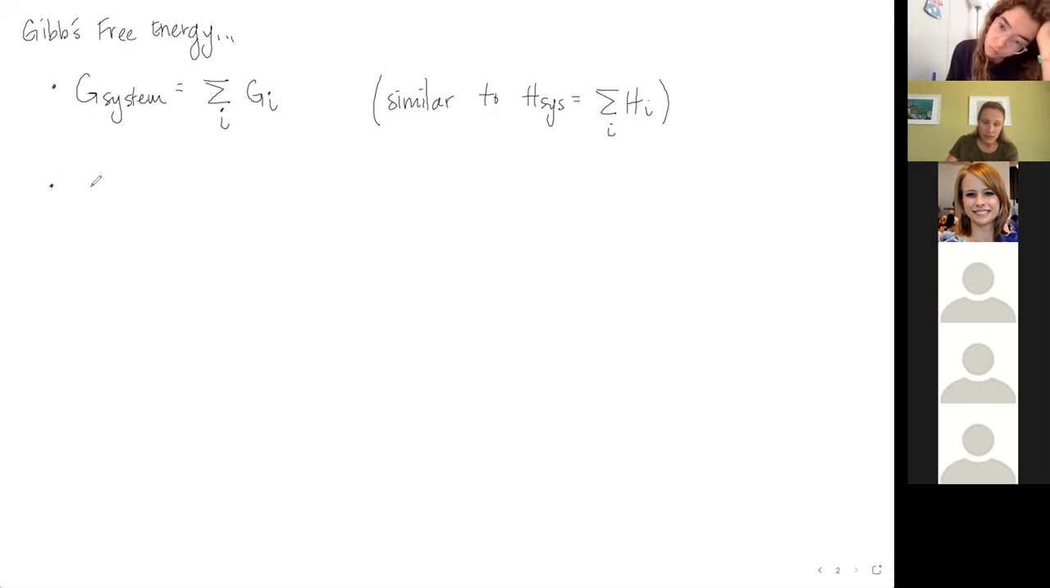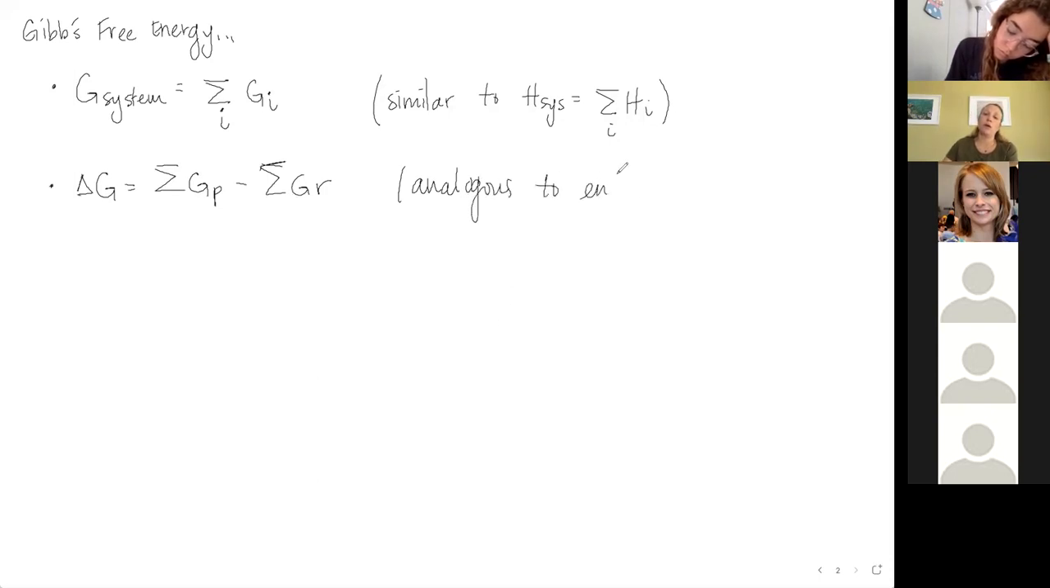And also analogous is that the change in Gibbs free energy of a reaction is going to be the summation of Gibbs free energy of the products minus the summation of Gibbs free energy of the reactants, which is once again analogous to enthalpy. Wow, that got out of control there. So there's a lot of similarities between Gibbs free energy and enthalpy.